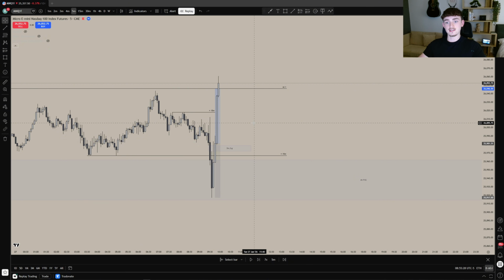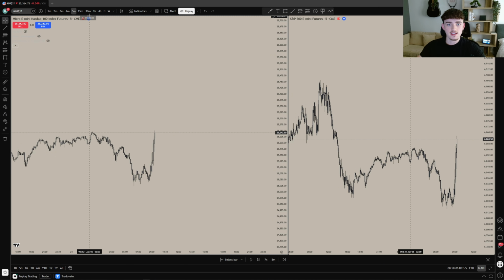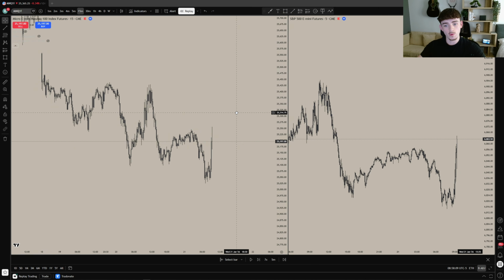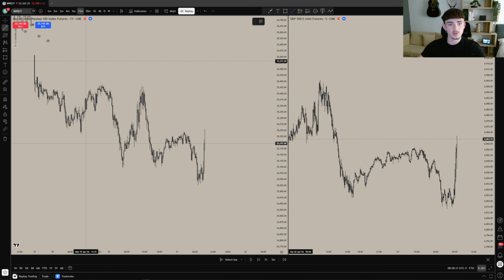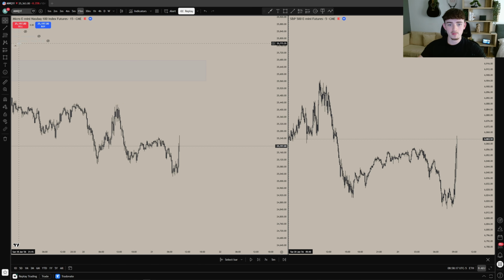Okay, so that is your KT reversal model. Now let's go and see if we can find a KT continuation. Coming into this day, let's see if we can spot the draw on liquidity that we want to see get hit. The draw on liquidity I want to see get hit is this beautiful new week opening gap. And what do we have just below that new week opening gap?